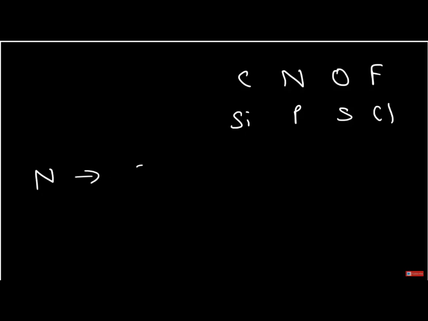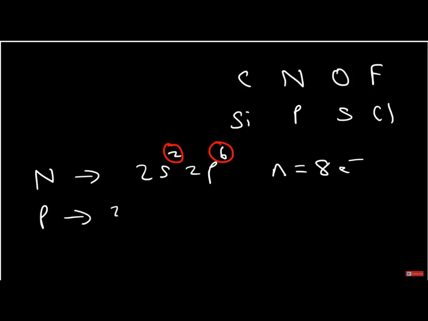And in the second row, you have the 2s sublevel and the 2p sublevel. Notice that in the second energy level, the maximum number of electrons is 8. So that's why second row elements cannot have more than 8 electrons. It's just not possible.